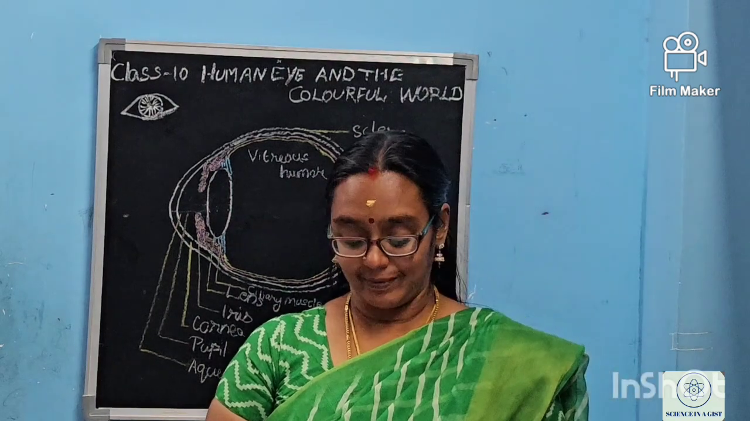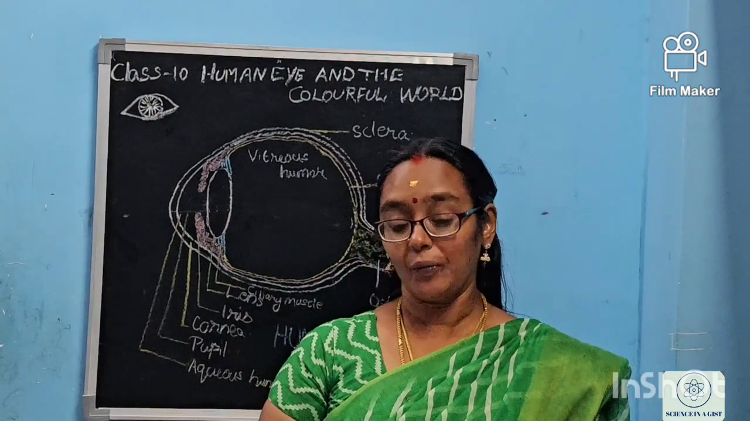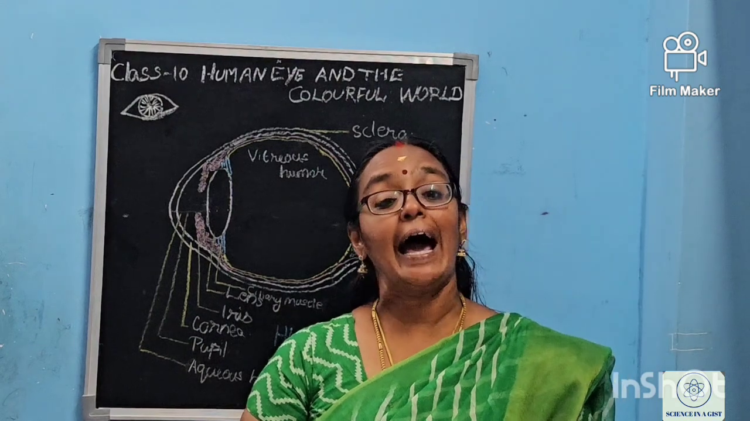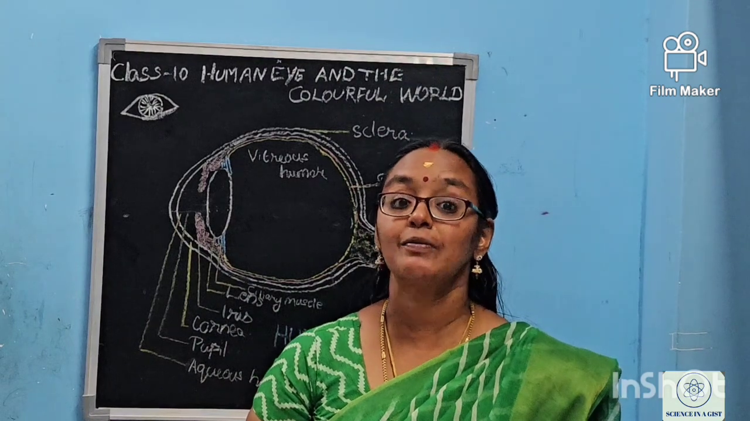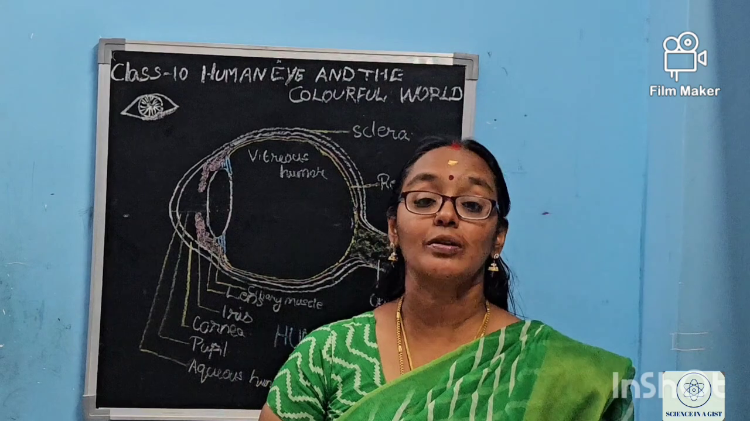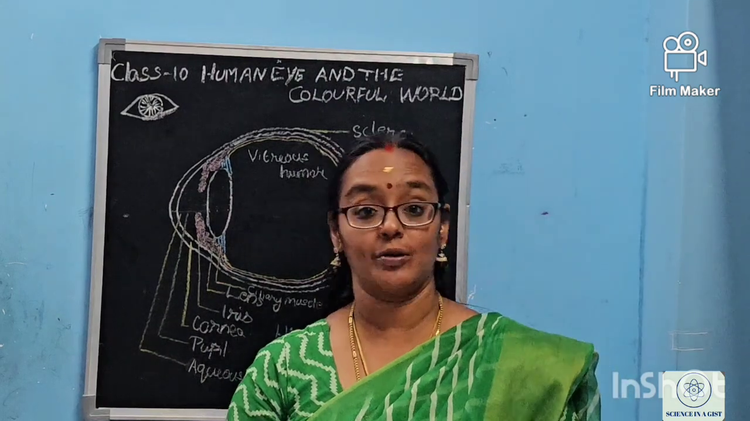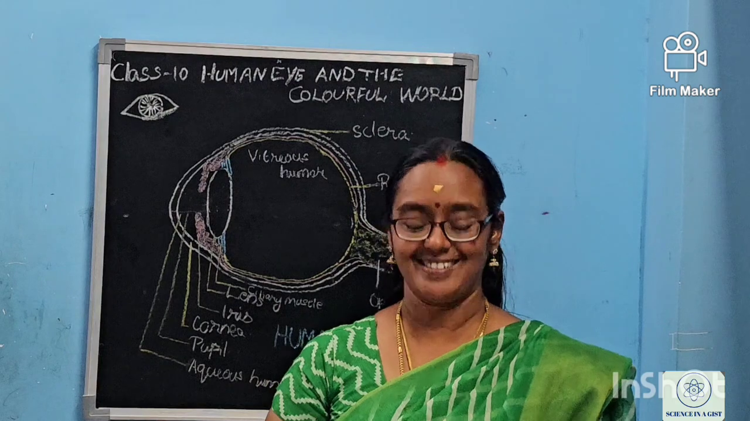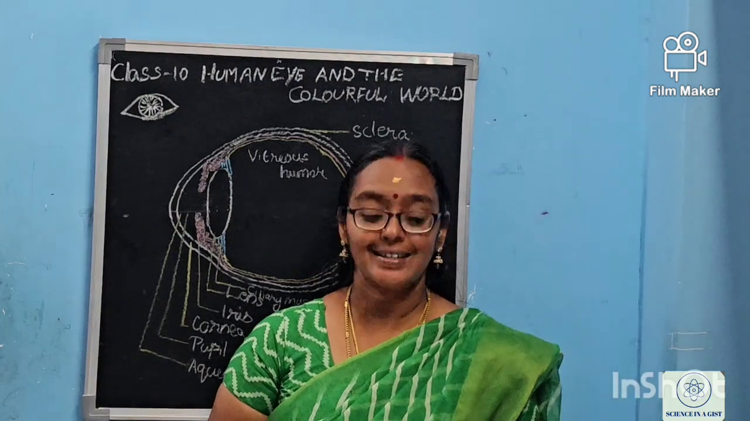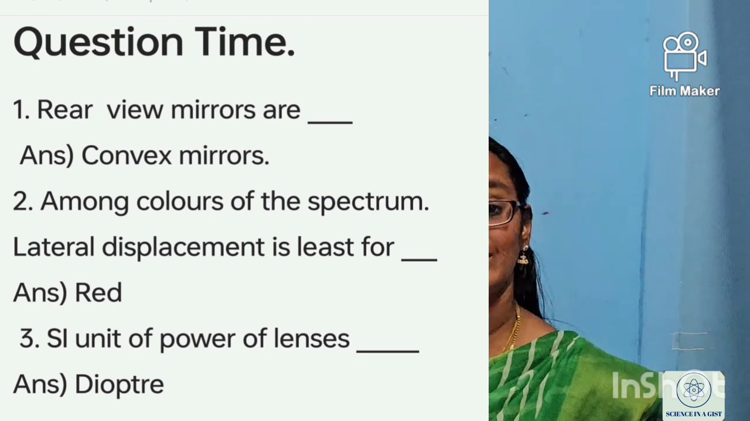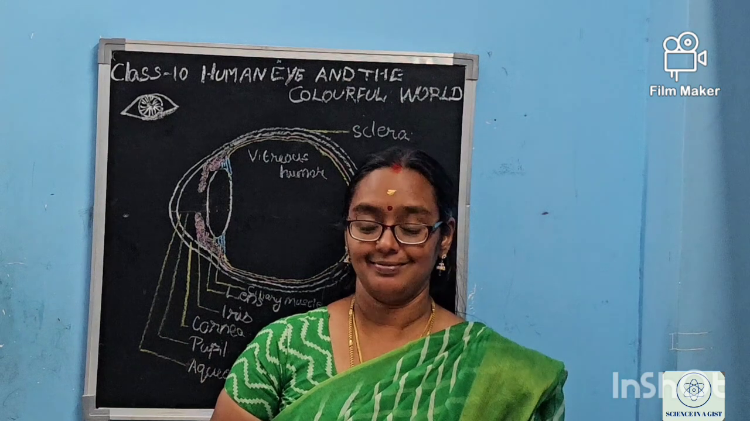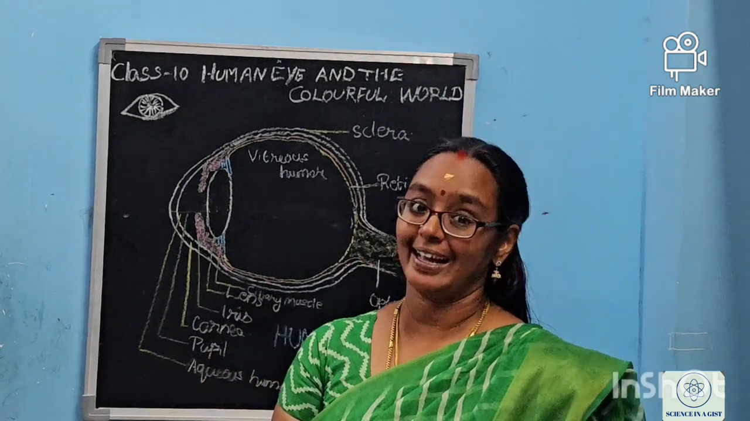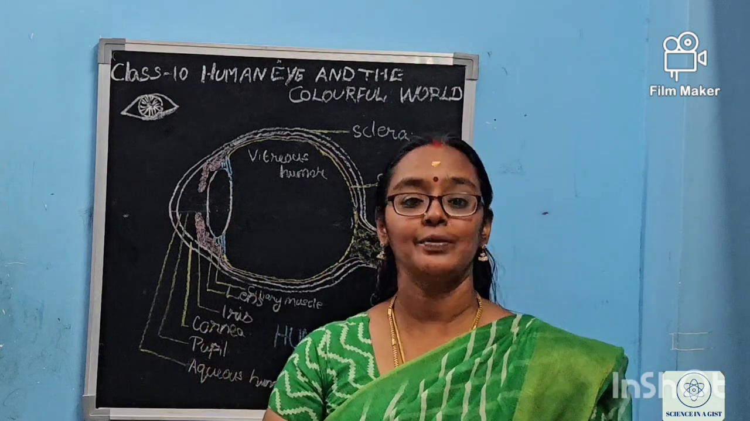The answer is red color. Why? Because as the wavelength is increased, lateral displacement will be decreased. Here for the red color, wavelength is more, so the lateral displacement will be very less. Third one: SI unit of the power of lens is what? It's an easy one. It is diopter. Okay, we are going for the 9th lesson, human eye and colorful world.